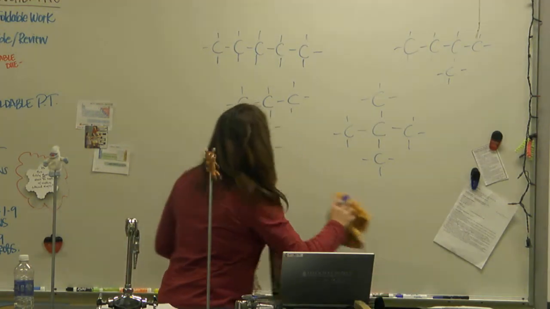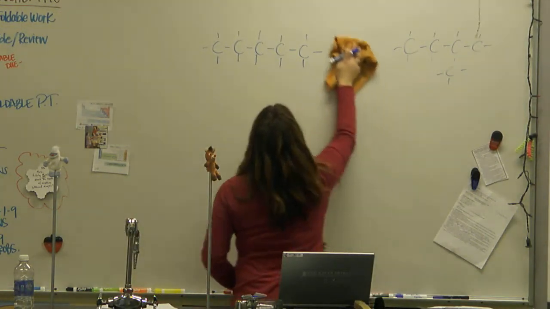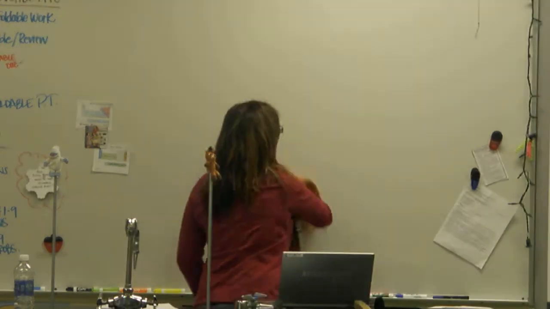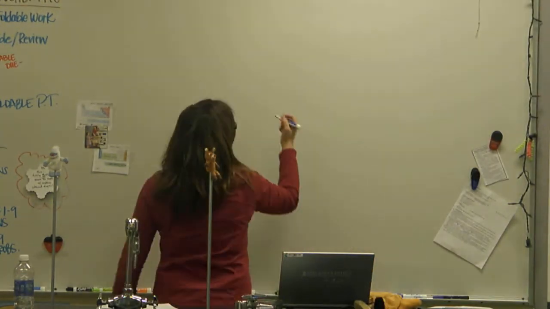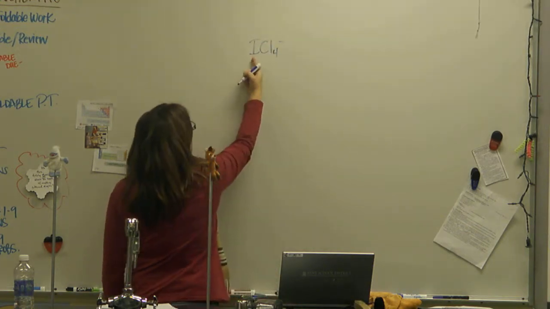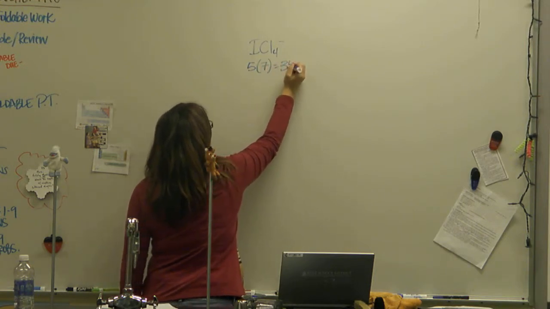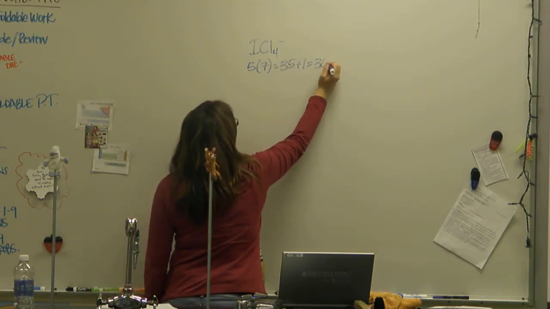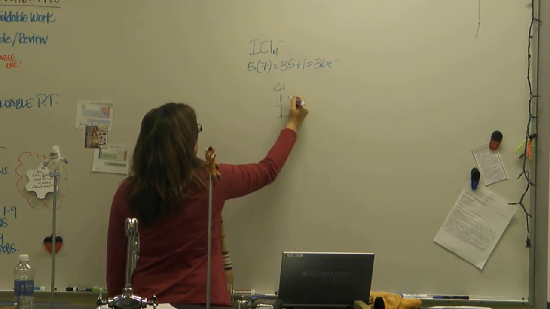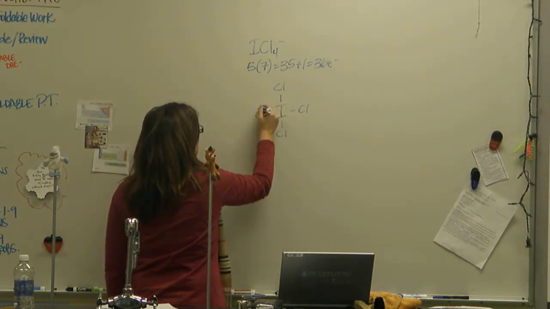Because I just put sp3 because it has 4 electron clouds. Because iodine, ICl4, right? I'm just modeling that process I taught you. You've got iodine and 4 chlorine, so that's 5 times 7 electrons is 35, plus 1 is 36 electrons. So iodine is the central atom. You put chlorines around the outside, and then you put your lone pairs in there.